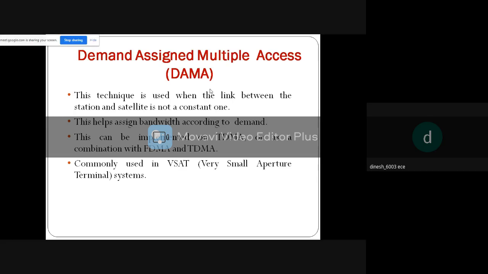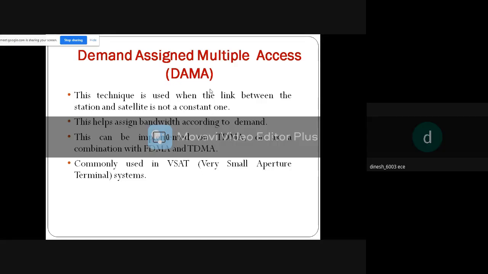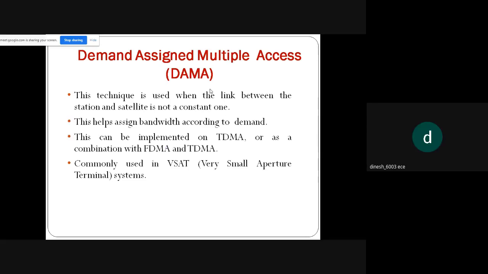Demand assigned multiple access can be implemented on time division multiple accessing or as a combination of frequency division multiple accessing and time division multiple accessing. For this demand assigned multiple access technique to be implemented, commonly we use the VSAT systems, which we call very small aperture terminals.